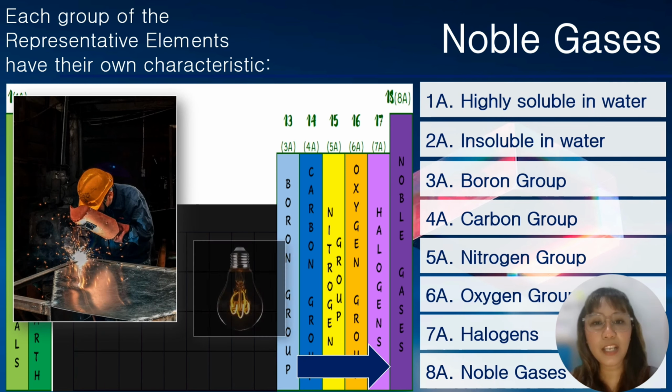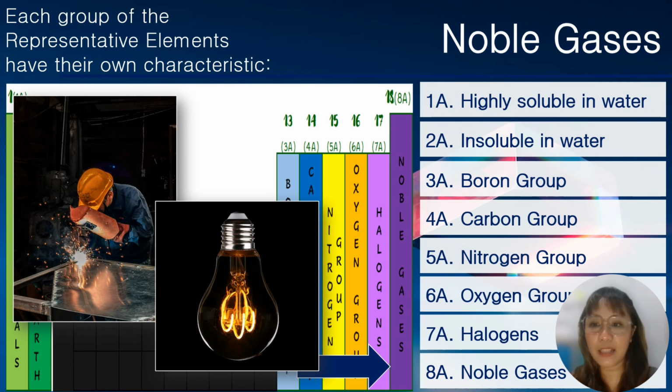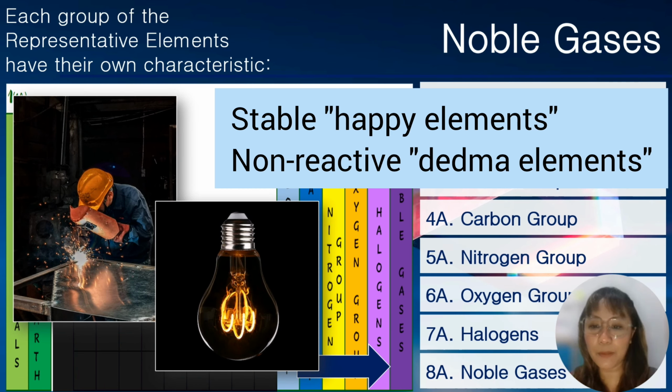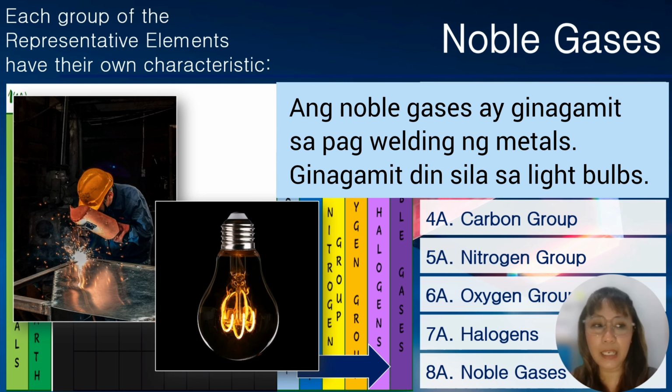And the last group are the noble gases. The elements in this group are very stable and non-reactive. They are safe to use. That's why they are used in welding and making gates. They are also used to manufacture light bulbs. What goes inside the light bulb is an element so that it can shine. It is safe, so it will not burn, because it is non-reactive.